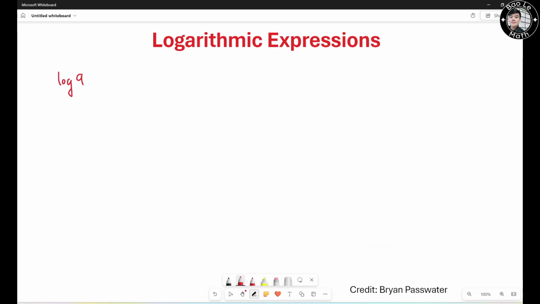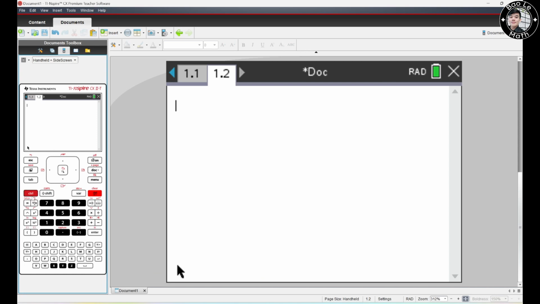Alright, so we're going to bring up the calculator. So we hit Control log right here. Because it's log 9, which means log base 10 of 9. Alright, so we hit enter. They're going to give you the answer like this. So they're going to give you exact form.